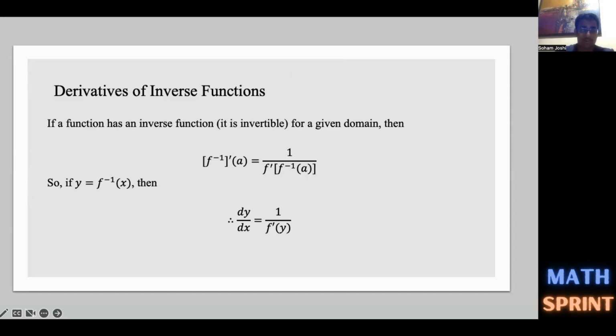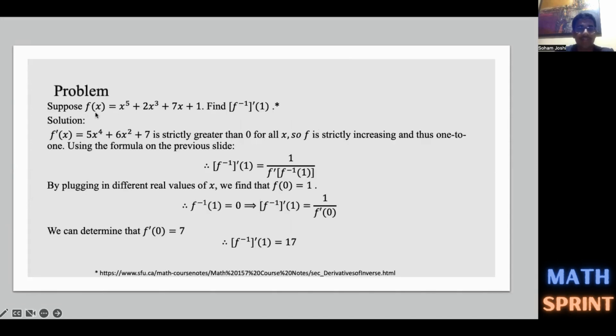Let's do a practice problem. Suppose f of x is equal to x to the power of 5 plus 2x cubed plus 7x plus 1. Our task is to find f inverse dash of 1. First, we should show that f inverse of x exists. That is to say, f is a one-to-one function.